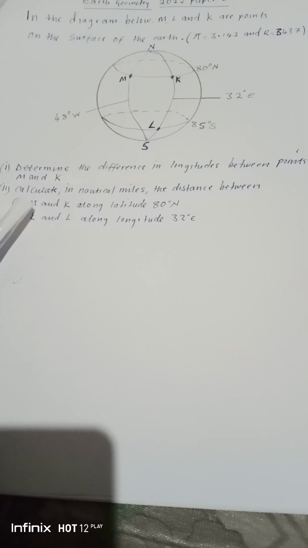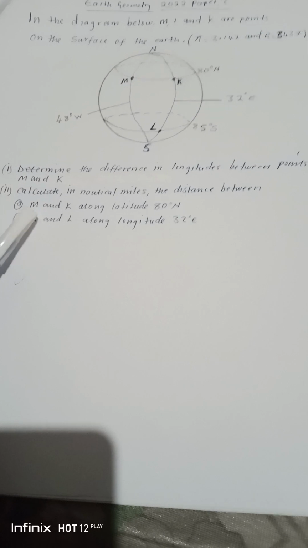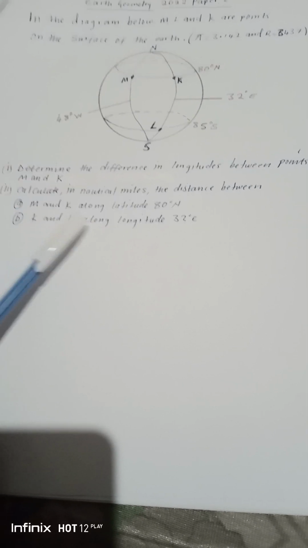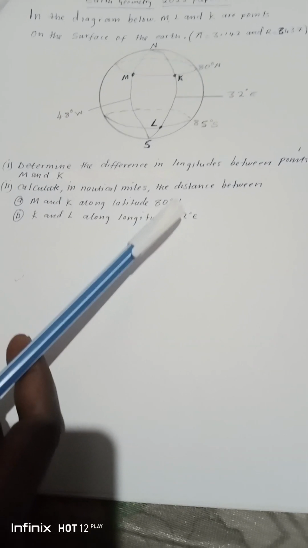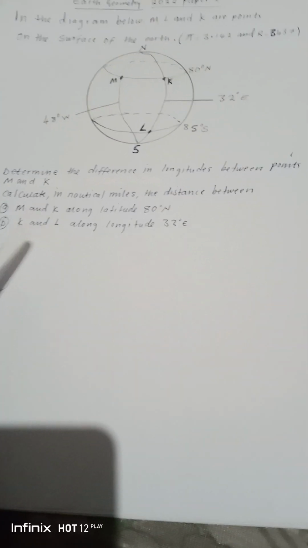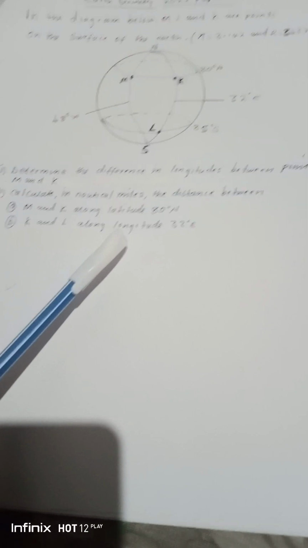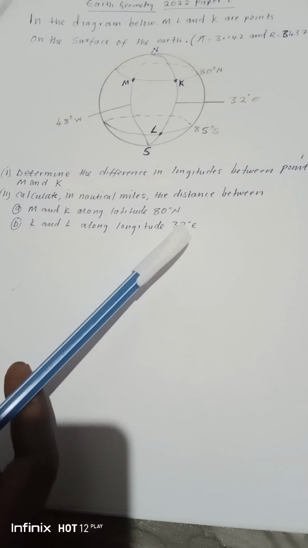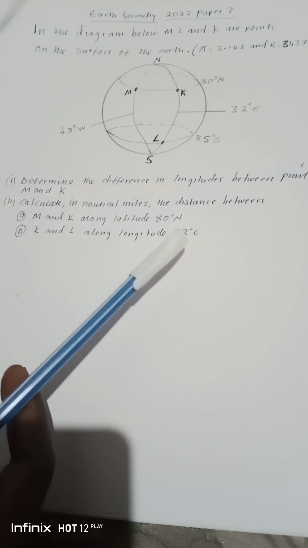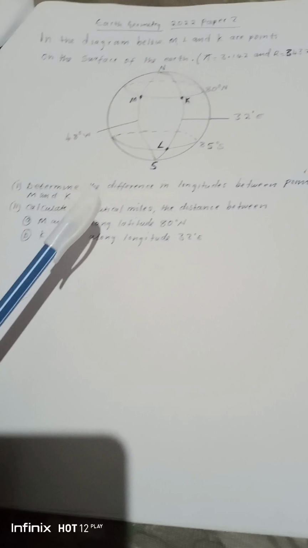Then 2, they are saying calculate in nautical miles the distance between A, M and K along latitude 80° north, which is indicated on the diagram. Then B, K and L along longitude 32 east. So 32 east, they are talking about this longitude.